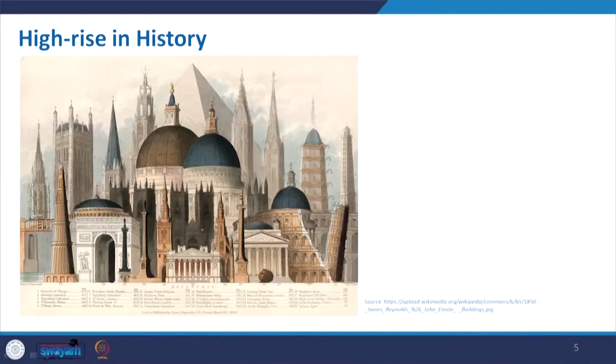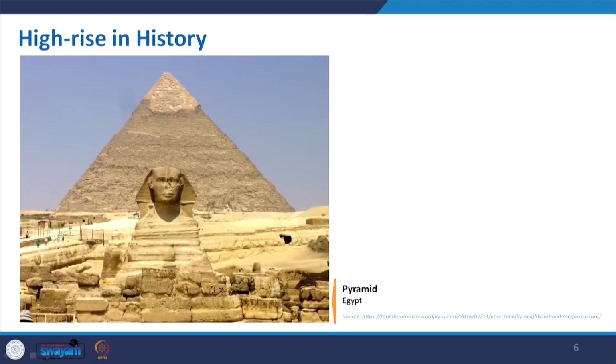So, this is one summary where you can see different churches, then we have the Pisa, we have the Colosseum, even the pyramid, the huge structure. Coming to that quickly, we just go through these images of the high rise in history. This is the pyramid; you can gauge the height of the structure that was made at that time with the technology available to them. Even this is another example from Egypt.